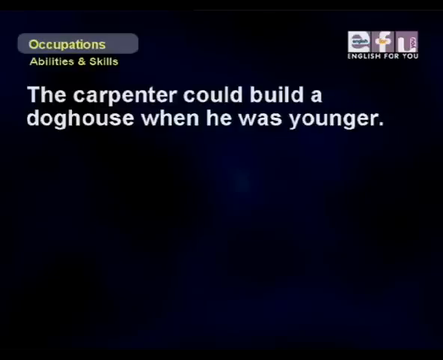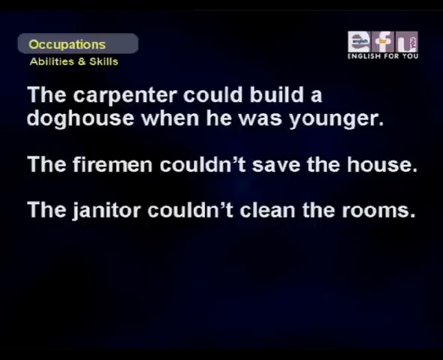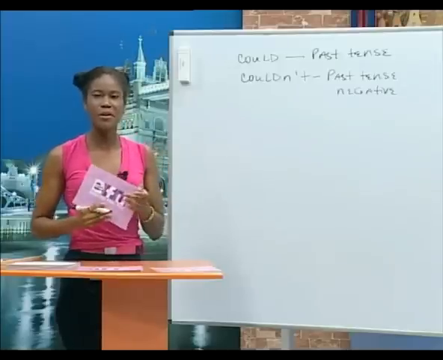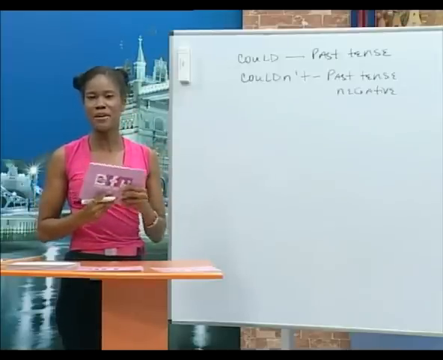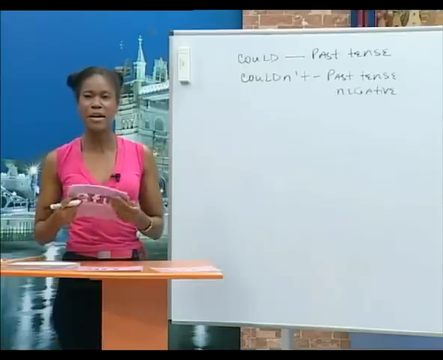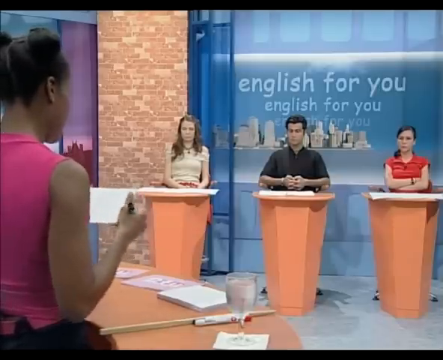The carpenter could build a doghouse when he was younger. The fireman couldn't save the house. The janitor couldn't clean the rooms. The plumber could work 10 hours a day when he was 30. All right, now we know can, and we also know past tense, could and couldn't. So let's practice. Let's review could for ability.